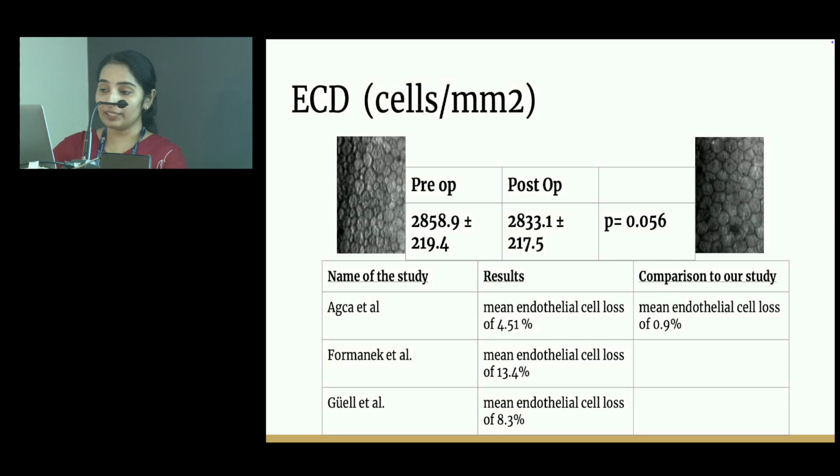Pre-op endothelial cell density averaged 2858 cells per millimeter square, while post-operative showed 2833 cells per millimeter square. There was a net decrease in endothelial cell density, and the significance was borderline. Different studies over a period of 1 to 5 years reported an average endothelial cell loss of 4 to 13%, which was much higher than our study. This is because the IOL attrition of cells is more than the natural attrition of cells over a longer duration of time.